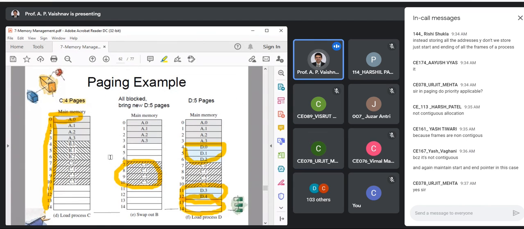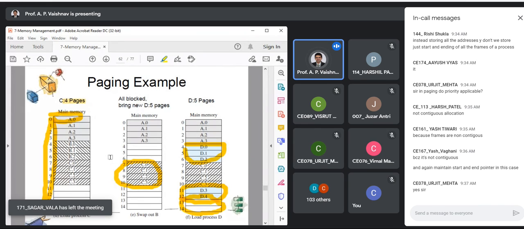Yes, sir. Where is the doubt? Sir, now we have replaced the B process. Yes, you replaced the B process. So why only B? Yeah, that's what I said. Yeah, I got your question.